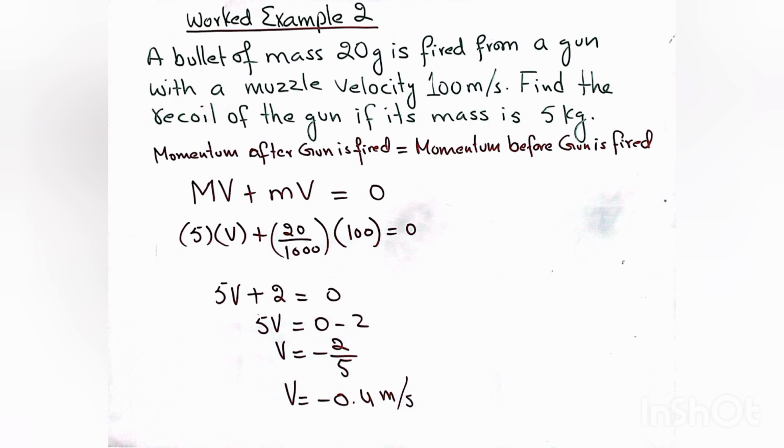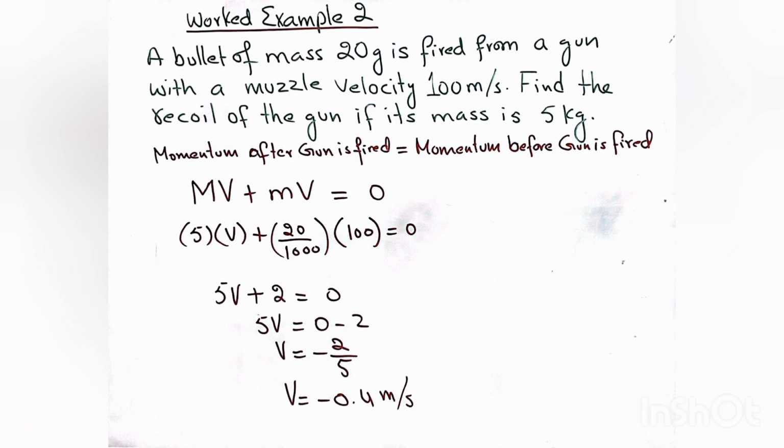So the mass of the gun is 5 kg, so 5 multiply V, plus the mass of the bullet, which is 20 grams, so I will divide it by 1000 to convert it into kg, and its velocity is 100. So 20 divided by 1000 into 100, and that whole thing is equal to 0. So we will have 5V plus 2 equals 0. 5V is equal to 0 minus 2. So V will be minus 2 by 5, and V will be equal to minus 0.4 meter per second.